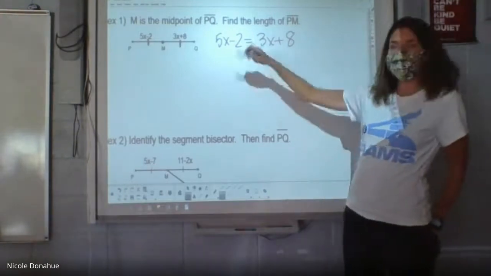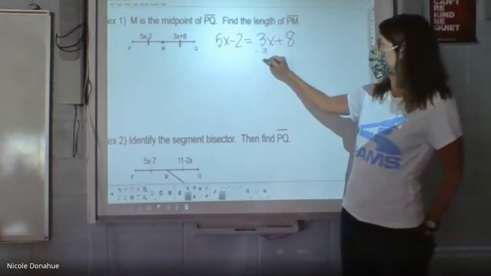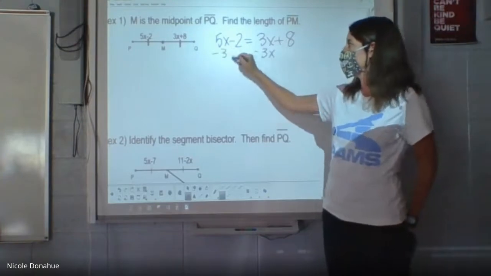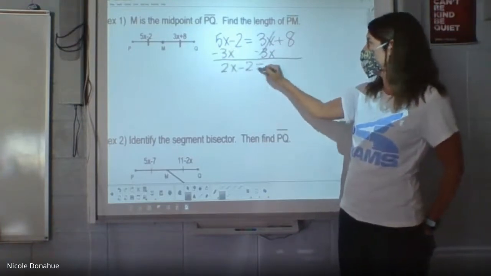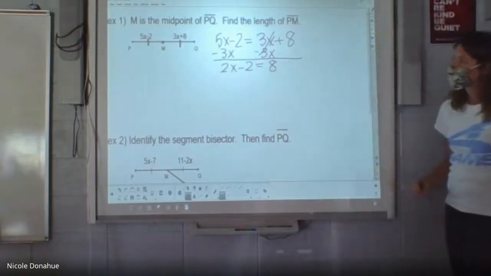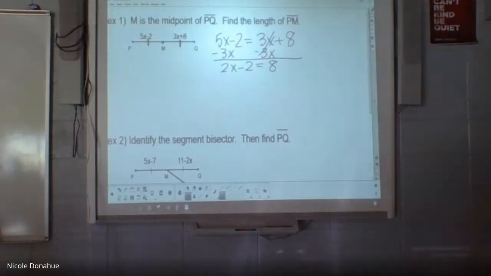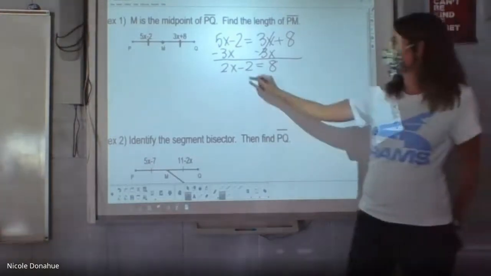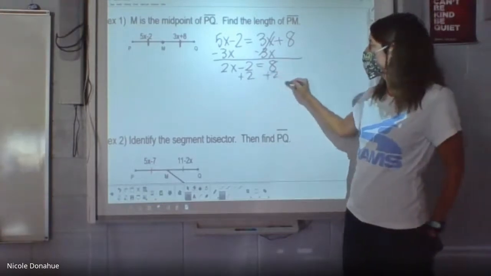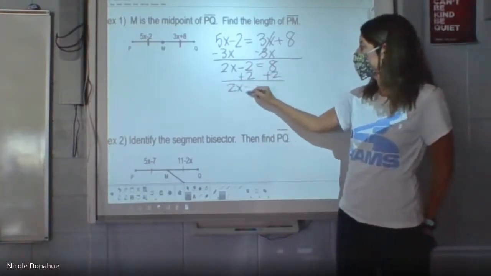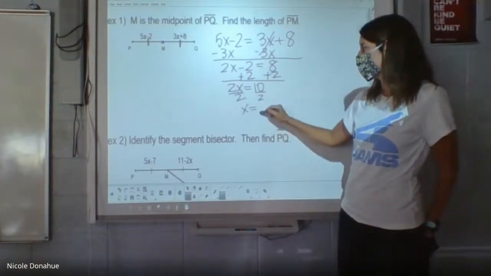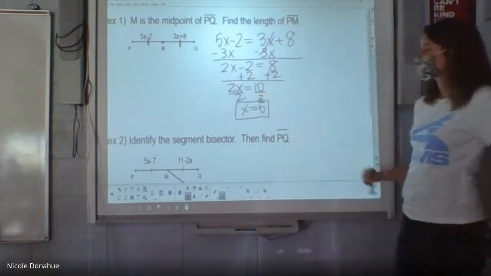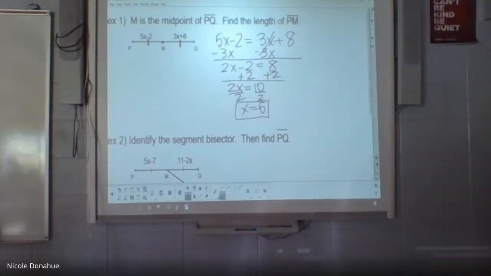I like moving the smaller variable first, so I'm going to move this 3x over. Once I'm there, move that 2. And then I can divide by 2 to find x is 5. Now, is that my answer? Is that what they're asking for?